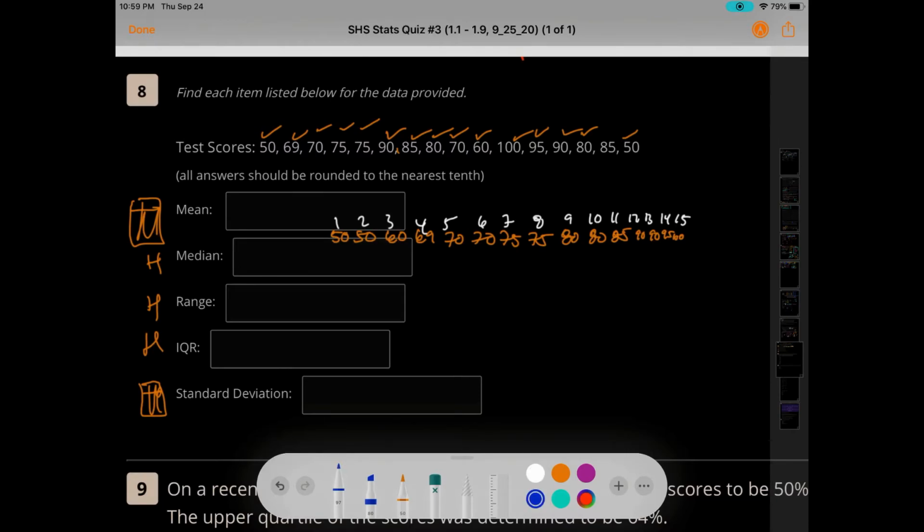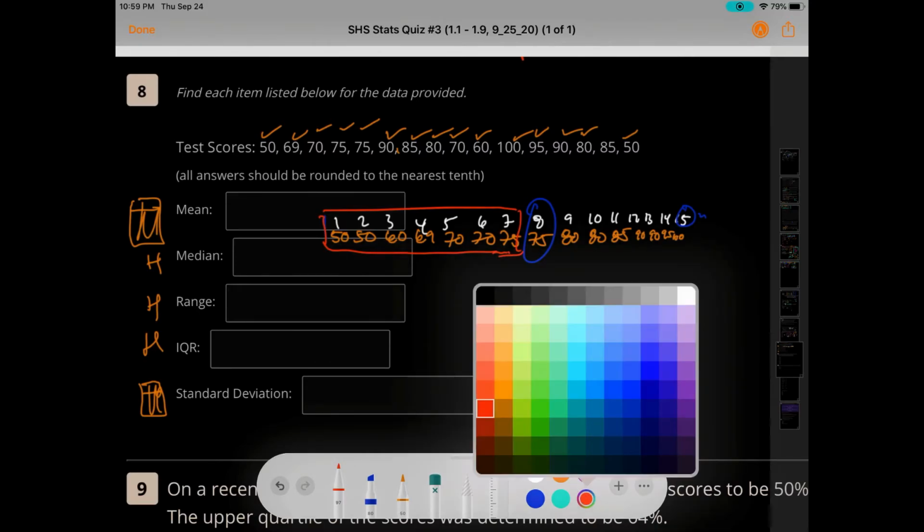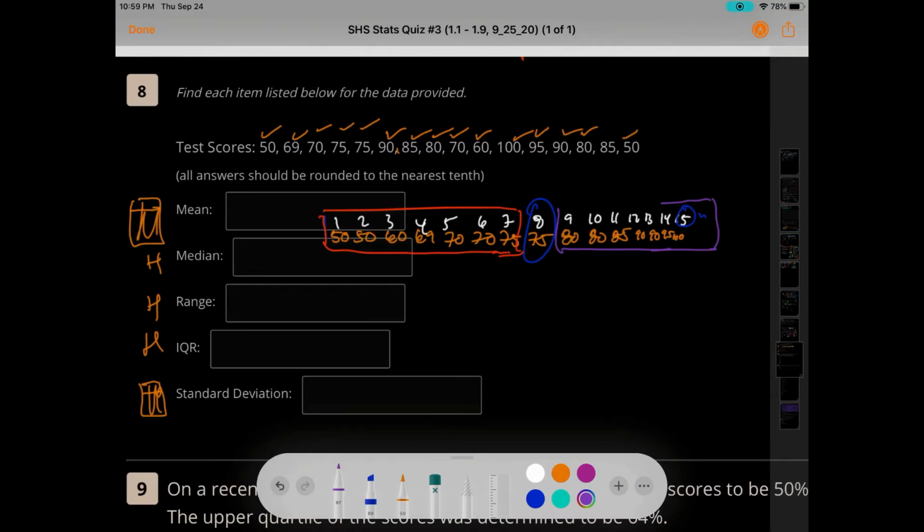Okay, so n is 15, so that is odd. That means there are 7 numbers to the left, and 7 numbers to the right. I'm trying to find the median. That's the one I just circled right here, which is 75. The range would be the maximum minus the minimum, which is 100 minus 50, giving me an answer of 50.